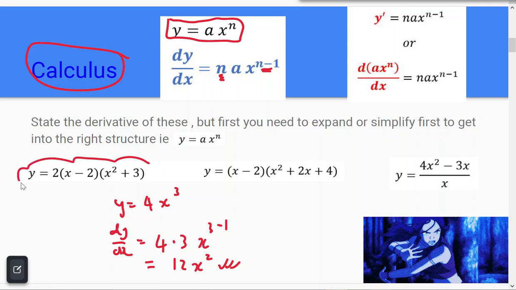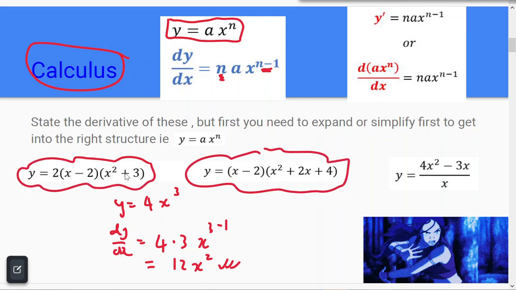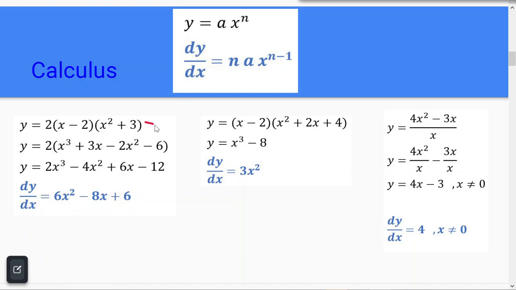If we have expressions that are in factorised form, then we need to expand the brackets to get it into this form to then apply that rule. If we have fractions, we represent them separately as 4x squared over x minus 3x over x. And what that looks like is this. So this expanded gives me this expression.